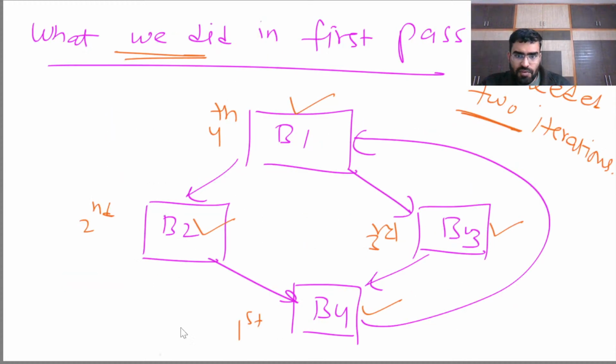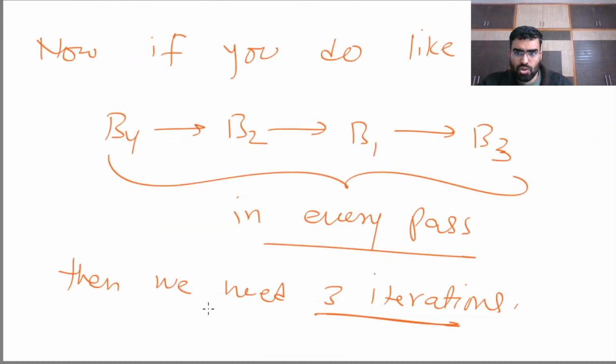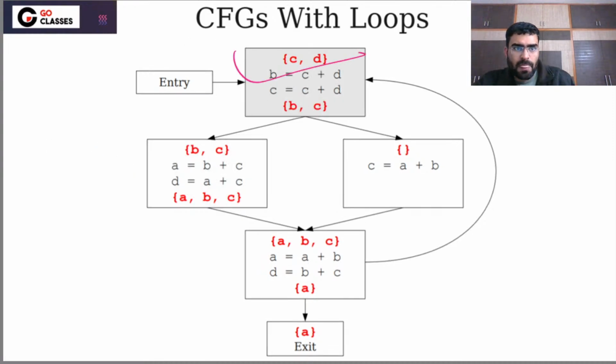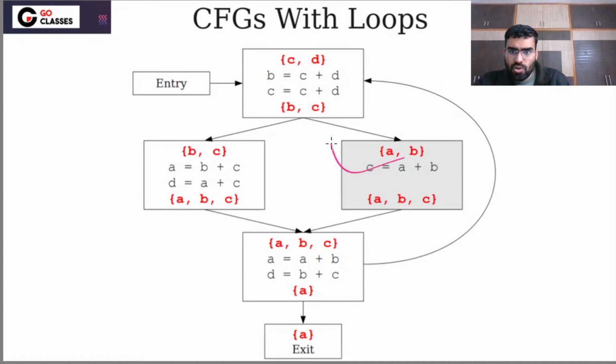If you do it like this, first B4, then B2, then B1, then B3, how many iterations do you need? 3 iterations you need. You can check it out. So first we have done this, now you are doing this, in the next iteration you are doing this, and in the next you are doing this.